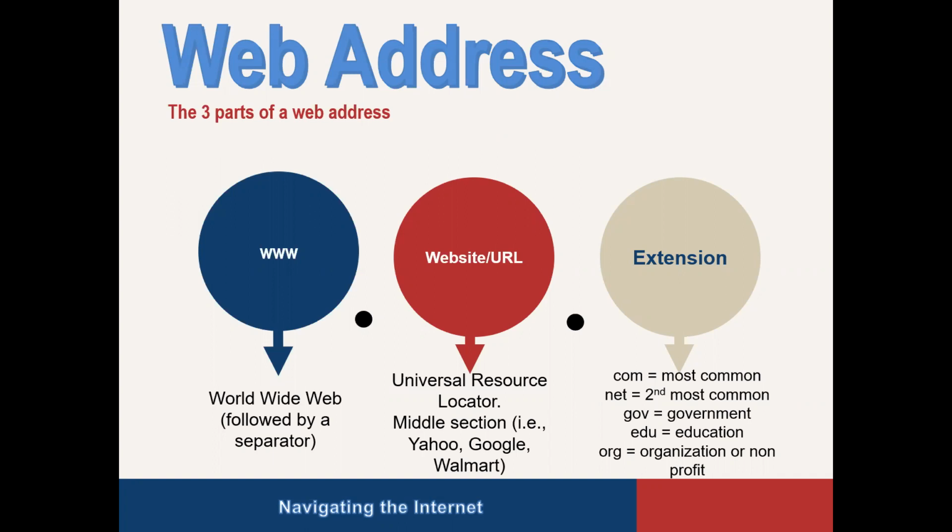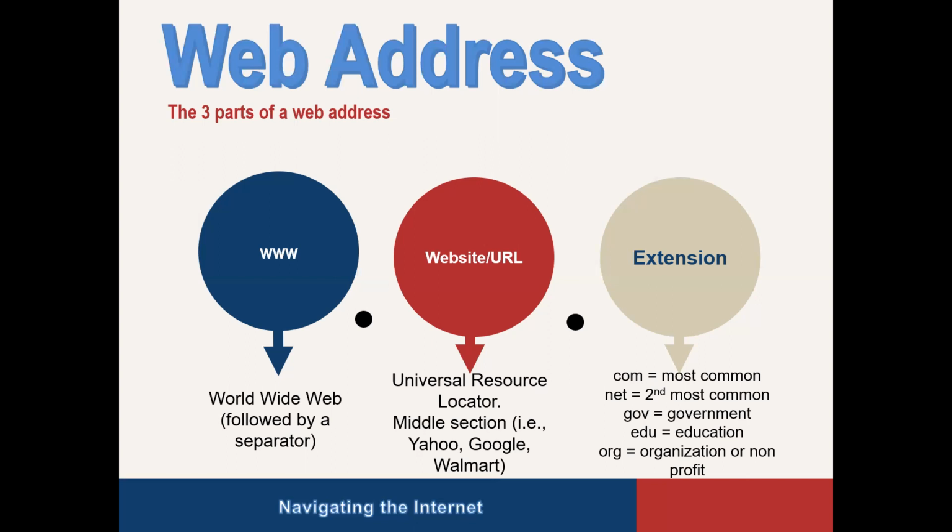So the first part is www dot, and then you have your URL, also known as basically the website. This is the middle section, which would be where you're wanting to go. I want to go to Walmart's website, Yahoo's website, Google, whatever the website URL would be goes in this middle section. It's also separated by another dot, and then you have your extension.